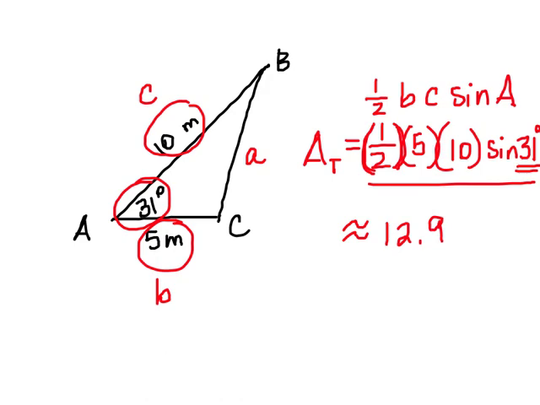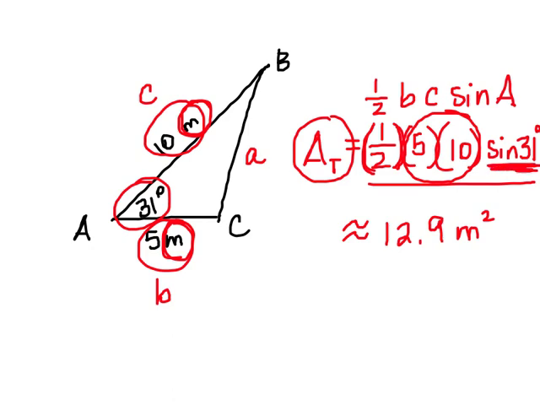Now, as far as the units go, something that you need to know about area is we just multiplied meters times meters when we put in these two numbers right here. And when you do meters times meters, you end up with the unit meters squared. The sine 31 is just representing a trig ratio. It's just a number. It doesn't have any units to it. And 1/2 is just a number that doesn't have any units. But you're doing meters times meters when you do 5 times 10, and so that's where the meters squared comes in.